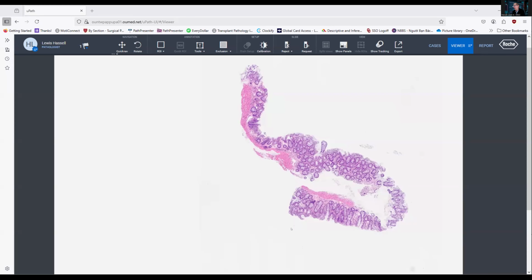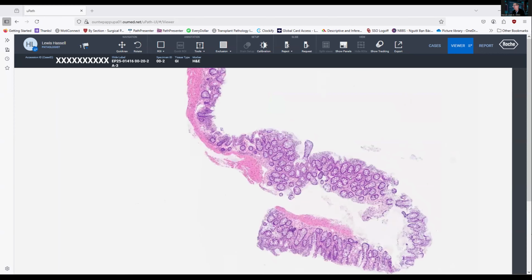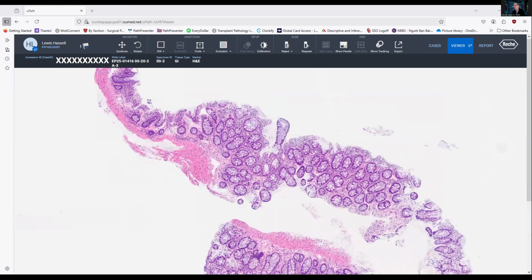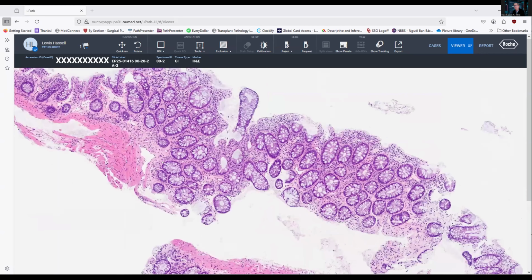Here's a nice low power view of this sample, and it highlights something that I think is a pitfall. If I had not known the history in this particular case, I might have just glanced over this and signed it out as normal colorectal mucosa.